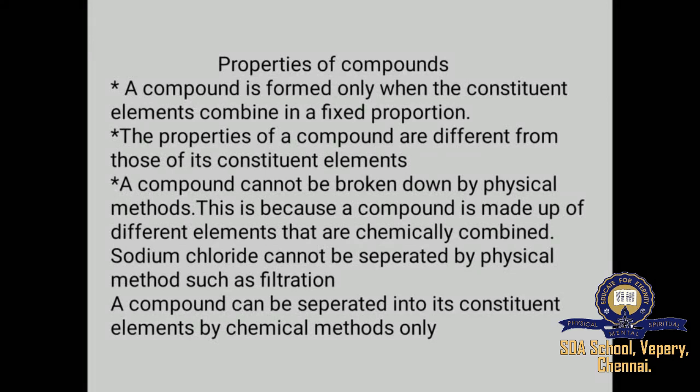Properties of compounds. A compound is formed only when the constituent elements combine in a fixed proportion. The properties of a compound are different from those of its constituent elements. We saw, right? Sodium chloride, common salt. Sodium and chlorine are poisonous, whereas when they both combine, they are used for consumption. So, the properties of a compound are different from those of its constituent elements.